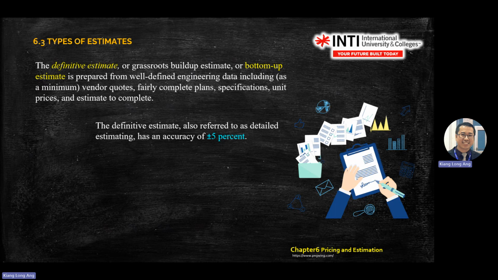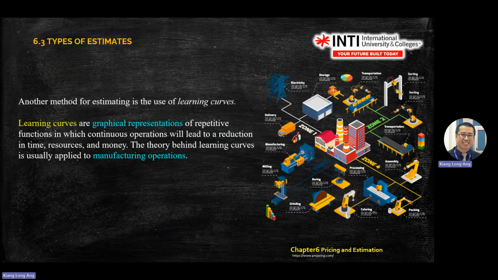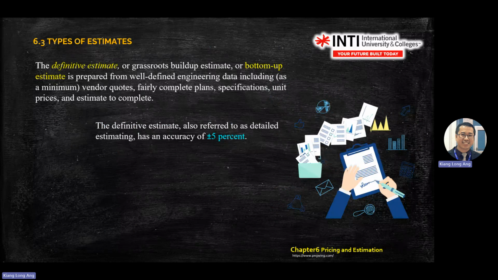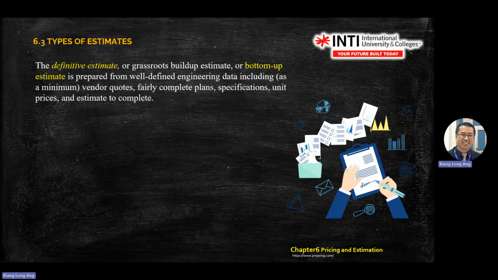Then the definite estimate is a bottom up estimate. Bottom up means from the front liner to the top management. So if you are a frontliner, you look at very detailed things, right? So the accuracy becomes plus minus 5%. The accuracy is very accurate, right? Like how you screw the things.